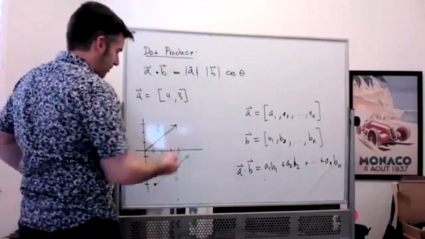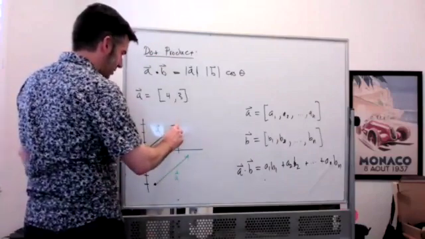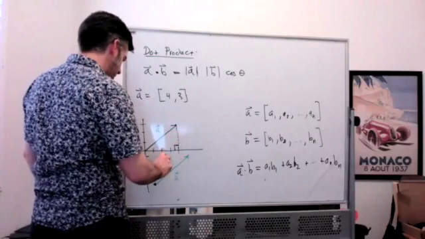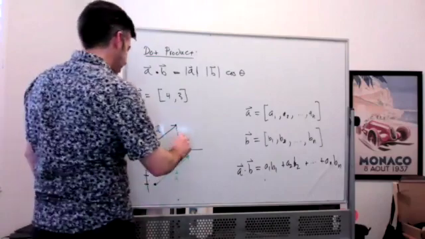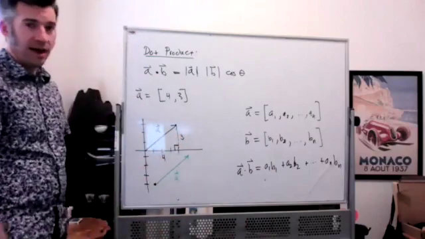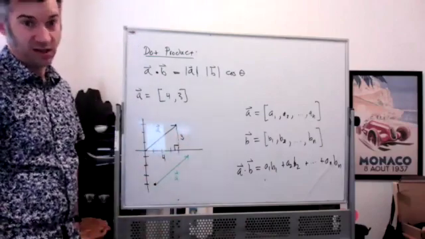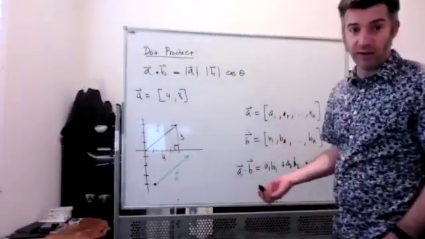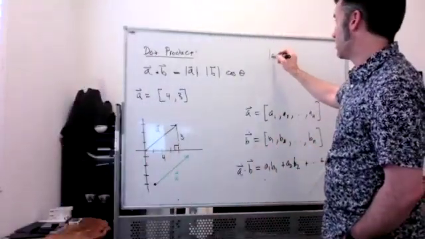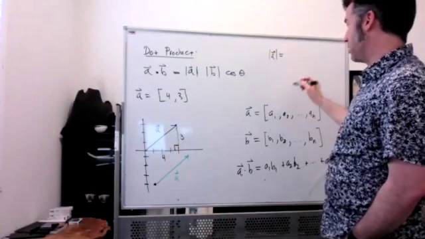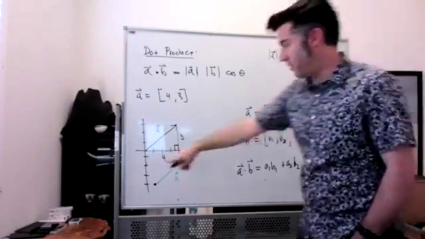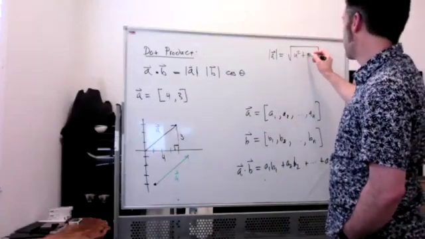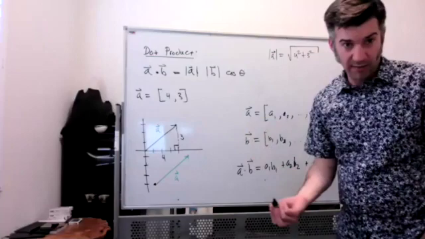So I want to find the length of A. Well, the idea here is that that's a right triangle with an adjacent side of 4 and an opposite side of 3. And I can certainly find the length of the hypotenuse using the Pythagorean theorem. So the magnitude of any vector, specifically A here, is going to be the square root of this length squared plus this length squared, which in this case happens to be 5.